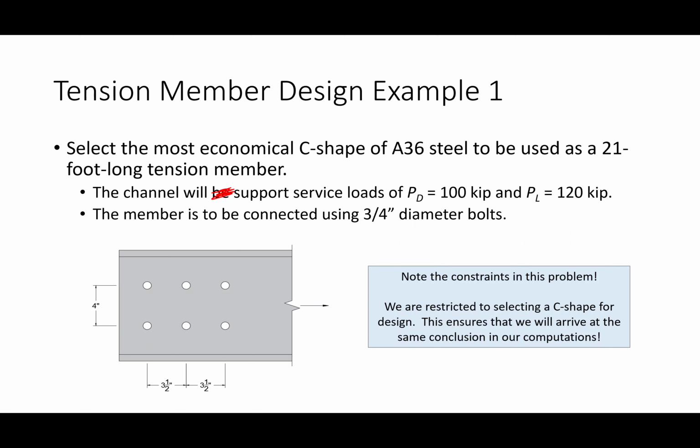When I say the term service load, that means it has not been factored. Okay, that's what the term service load means. And it's to be connected using 3/4 inch diameter bolts. Now, keep in mind some of the constraints. I've told you the grade of steel, and I have told you that we are picking a C shape. The reason that I did that is so that we all arrive at the same answer. That's why this problem is formatted this way. And again, these constraints aren't really that unrealistic. I just want to make sure that everybody's aware of that. Okay.